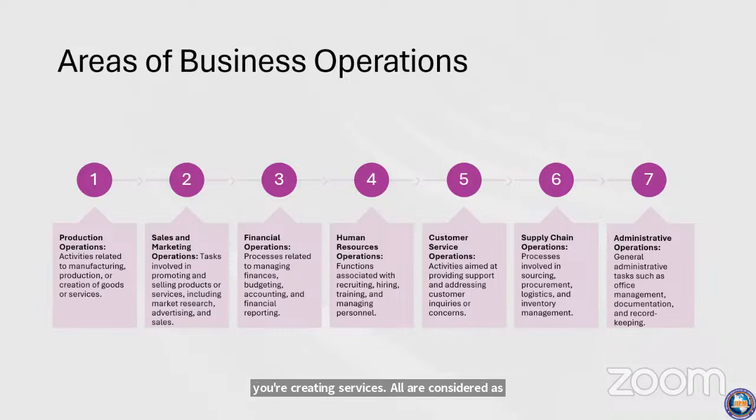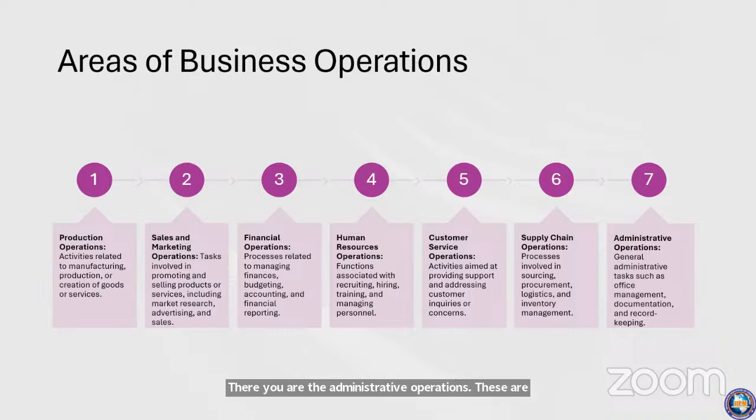Production operations. They have the sales and marketing operations, which involve the tasks in promoting and selling products or services, including market research, advertising, and sales. Now you have financial operations, processes related to managing finance, budgeting, accounting, and financial reporting. Human resource operations, functions associated with recruiting, hiring, training, and managing personnel. Customer service operations, activities aimed at providing support and addressing customer inquiries or concerns. Supply chain operations, processes involved in sourcing, procurement, logistics, and inventory management. Then you have the administrative operations. These are just but a few.